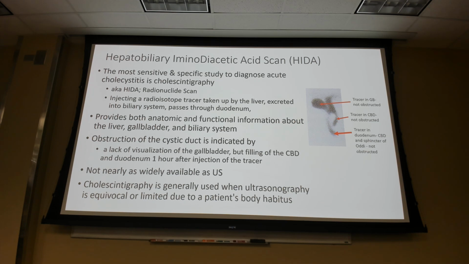And then we have the HIDA scan as well. This is the most sensitive and specific. Some facilities, once again, may not have this test, but this is another great one. It's a radionuclide scan. And basically, it colors the bile. And then you can watch the bile actually move down the common bile duct and then hopefully into the duodenum if they don't have any obstruction there. But this is another test we can use and consider.